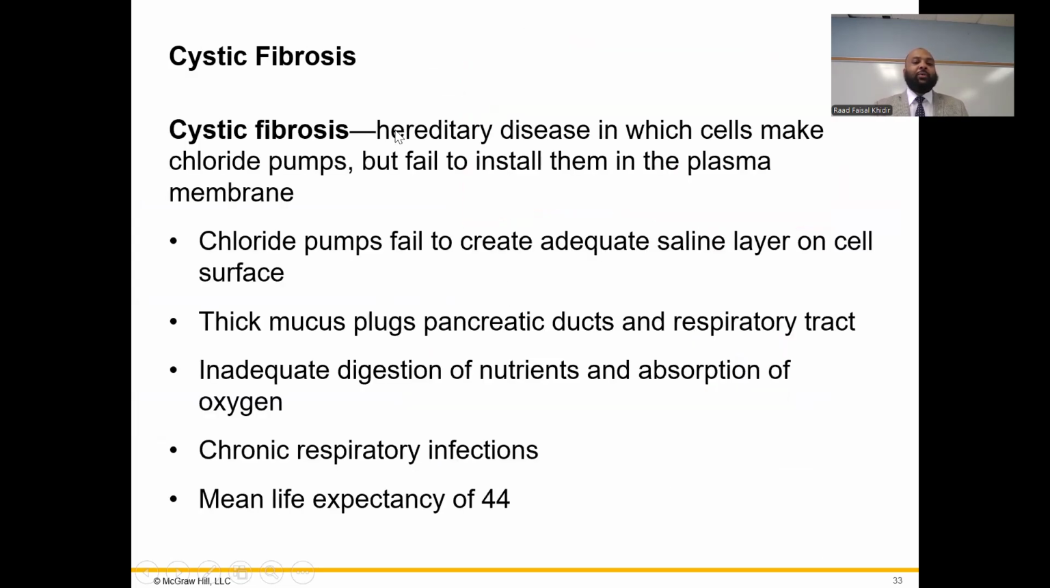Okay, so what is cystic fibrosis? Cystic fibrosis is a hereditary disease in which cells make chloride pumps but fail to install them in the plasma membrane. So that means we will have problems with the permeability of chloride. So chloride can never enter because the channels are there, but they cannot be plugged into the cell plasma membrane. So they will be on the outside. So that means chloride will always be a lot on the outside. That's how back in the day they used to find out if a patient has cystic fibrosis. The doctor would taste the skin of the patient. If it's salty, that means that this patient has cystic fibrosis.